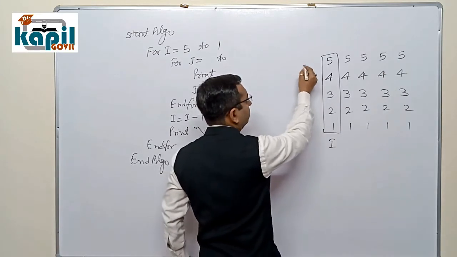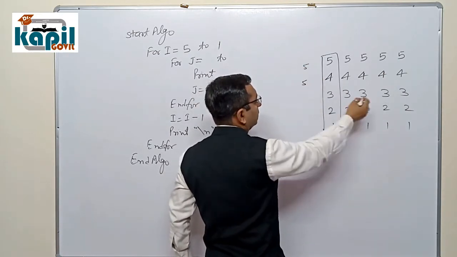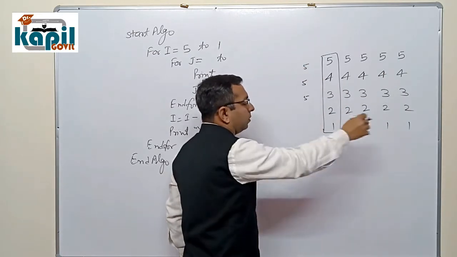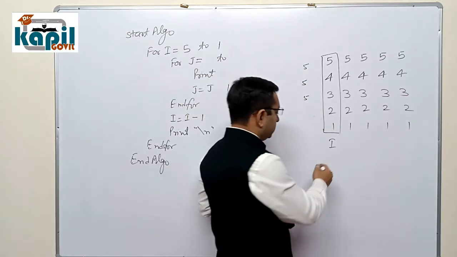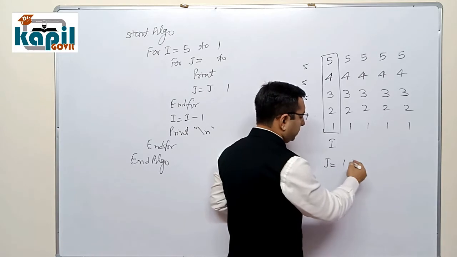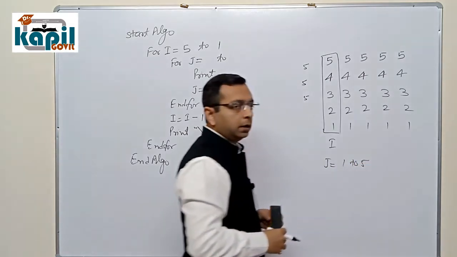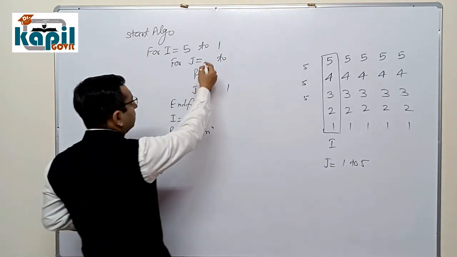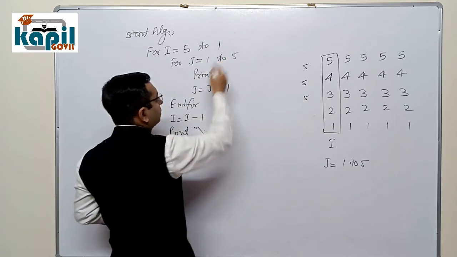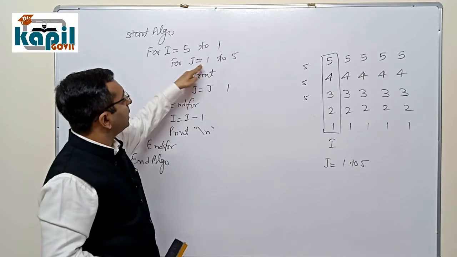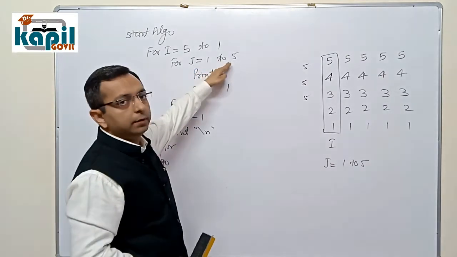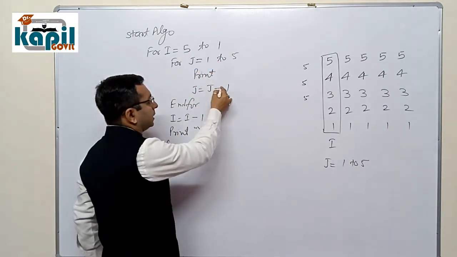Now, how many columns are there in this row? Here 5, here 5, here 5. It means all the rows have 5 columns. It means J should be 1 to 5. So here we will write J equal to 1 to 5. As J is increasing from 1 to 5, it means we have to write the plus sign.